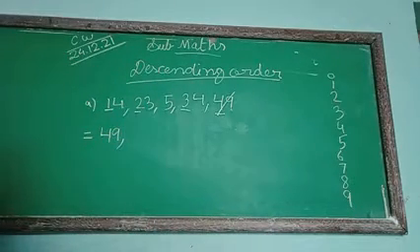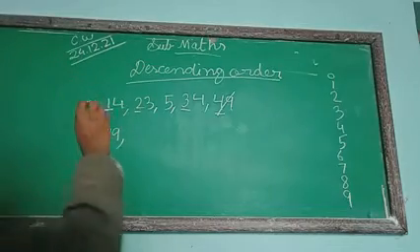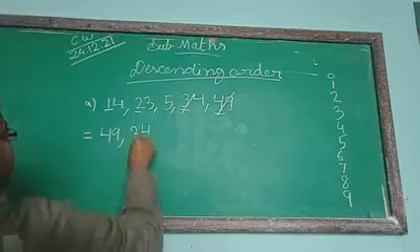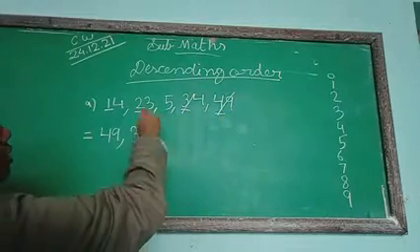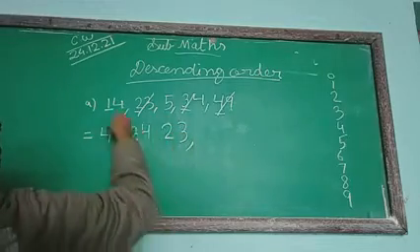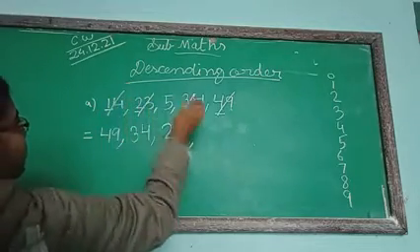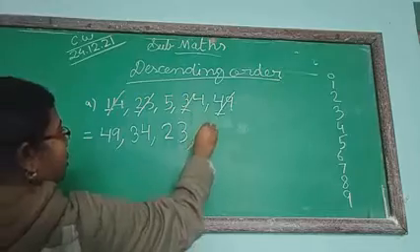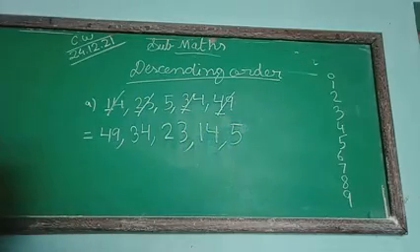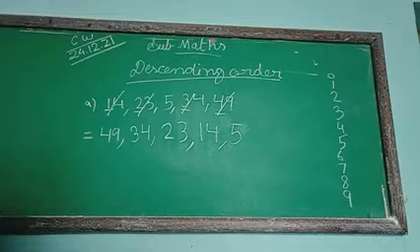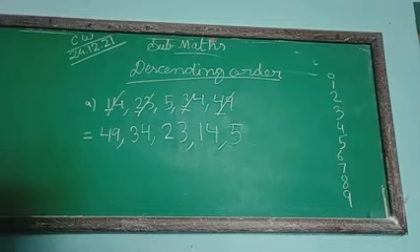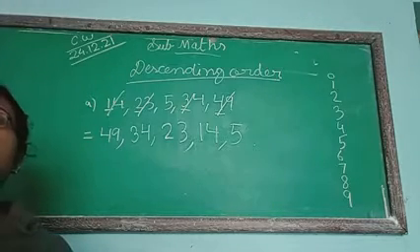After that you count 4, then comes 3. That means 34 is the next number. After that you see 2 will come. So 23 is the next number. Then 14, because 5 is only a one-digit number. So I have arranged this in descending order. Descending order means bigger number to smaller number.